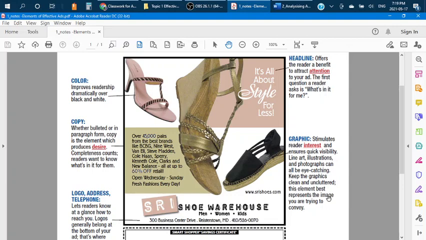This element best represents the image you are trying to convey. So right here, what they're trying to convey is style. And here are the style. This is the style they're conveying. These, I guess, are very popular brand names for them.